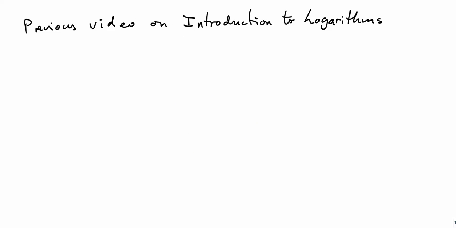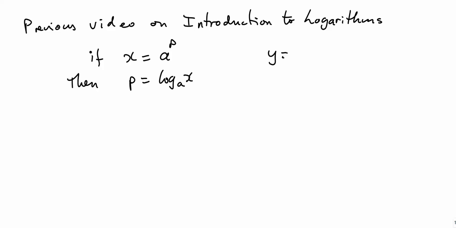Also, in the previous video on introduction to logarithms, we found that if x is a to the power of p, we could also write that as p is the log of x to the base a. So that's another way of writing x equals a to the power of p. If we have another number y equal to a to the power of q, we could in the same way write that as q is the log of y to base a.